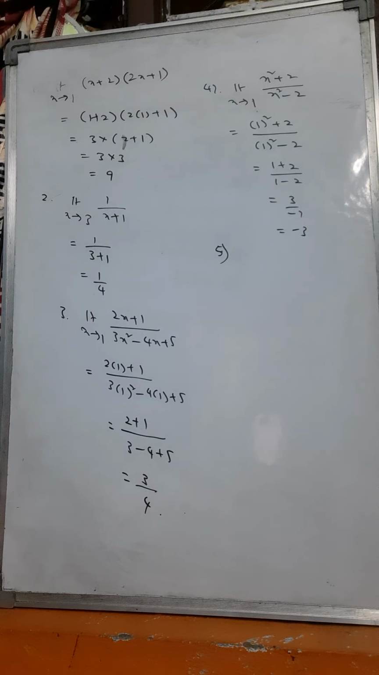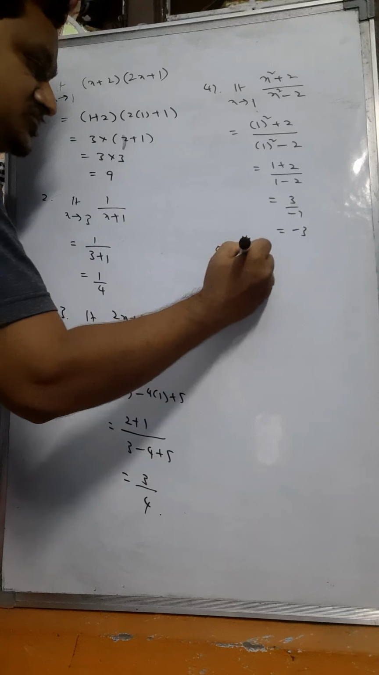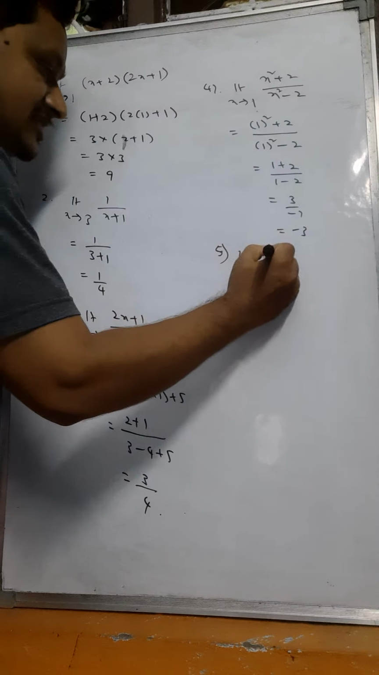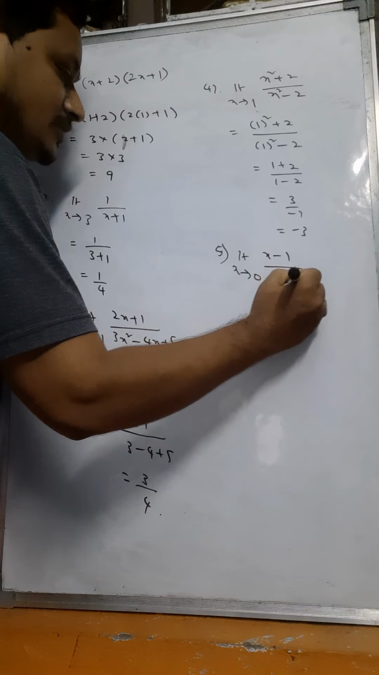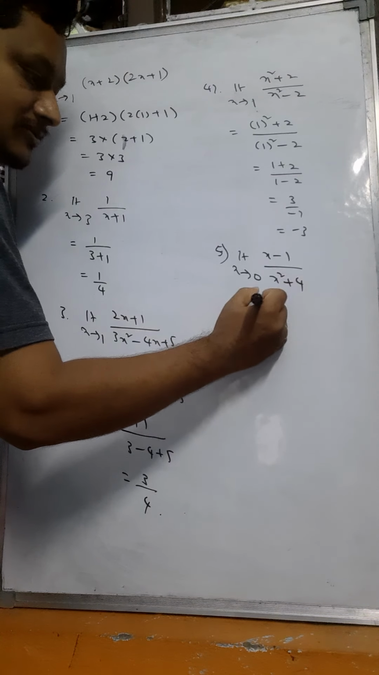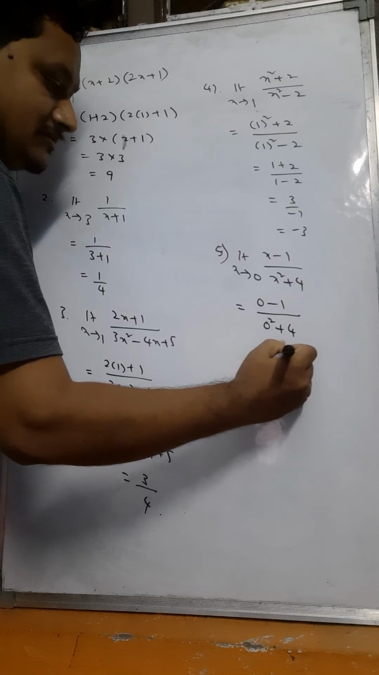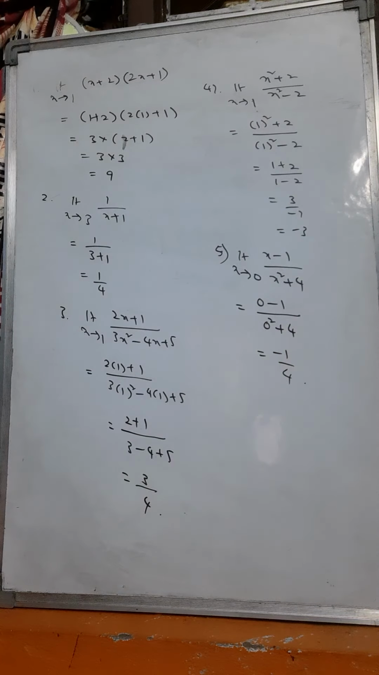Fifth one: limit x tends to 0, (x minus 1) by (x square plus 4), that is equal to (0 minus 1) by (0 square plus 4), which is minus 1 by 4.